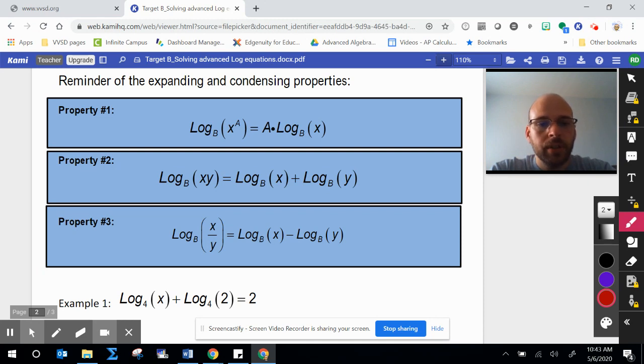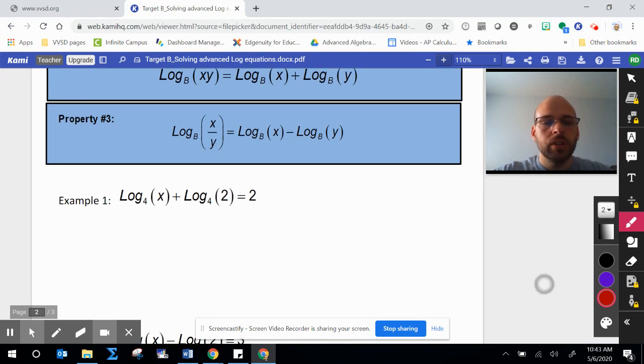So we have a few properties. Again, if you have an exponent, that can become a coefficient. That's number one. Property two is if you have a product of two things, we can call it a sum of two logs, and we can go backwards too. If we have a sum of two logs, we can create a product. And then last but not least, if you have a quotient or division of two arguments, we can turn that into a difference of two logs, or subtraction of two logs.